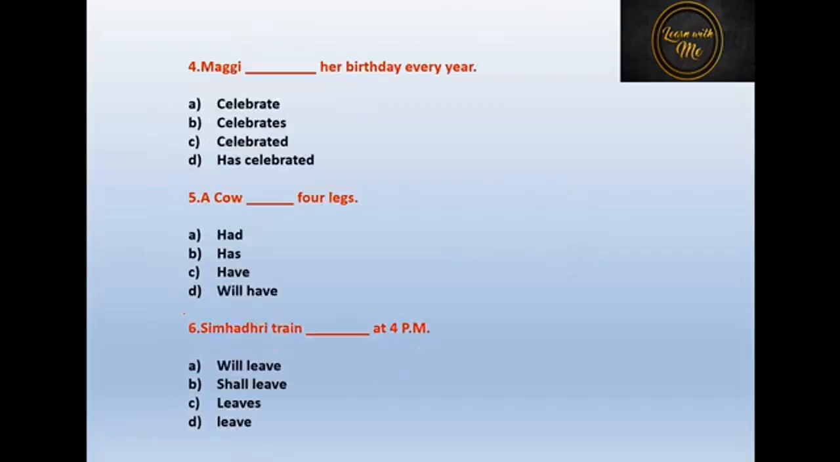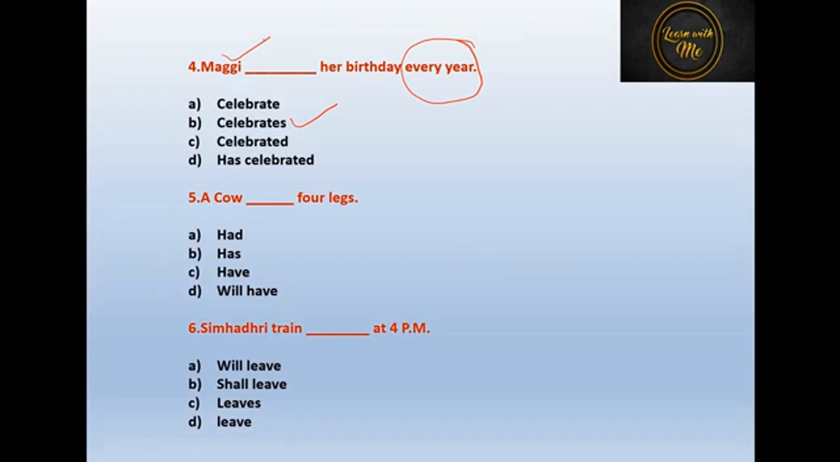Now look at this fourth question. Maggie blank her birthday every year. Again it is in simple present. So Maggie celebrates. Option B is correct. Every year she celebrates her birthday. So this is third person singular. So celebrates is correct. A cow blank 4 legs.